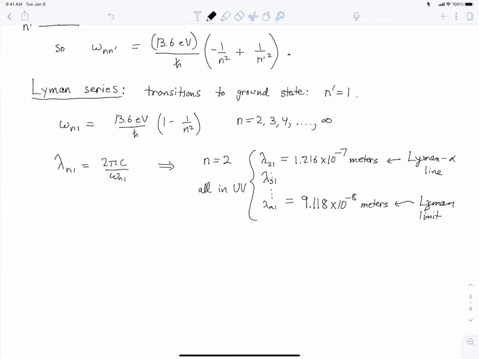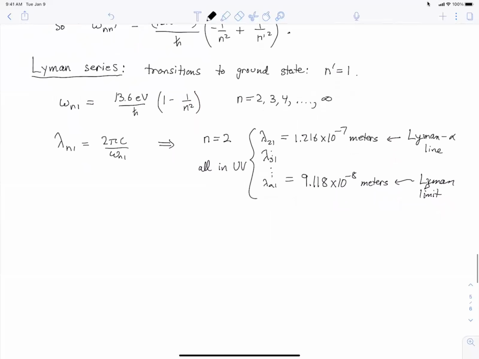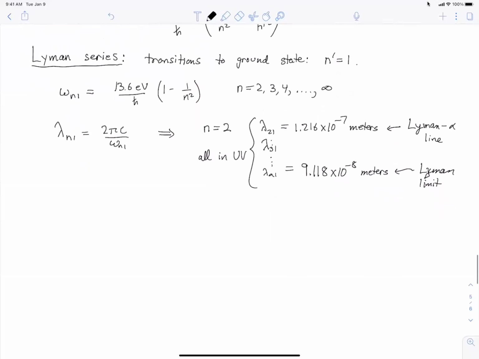Okay, so sorry, it looks like I went over a little bit of time today, but next time we'll talk about the lines that you can see in the visible from the hydrogen atom, which are called the Balmer series. And we'll talk about the other lines and then start talking about what all of this has to do with spin.